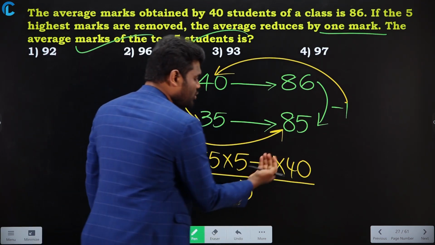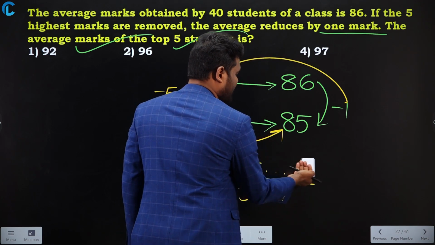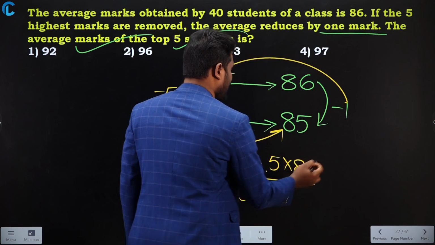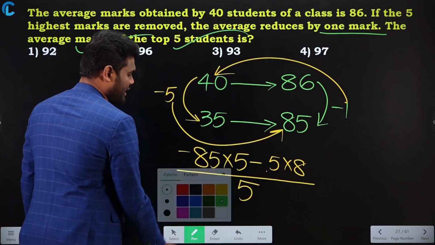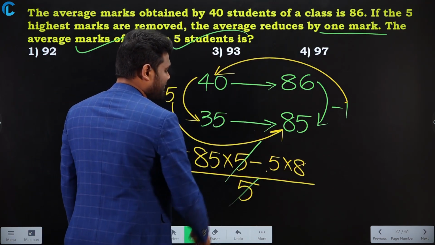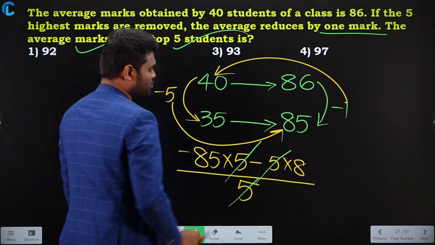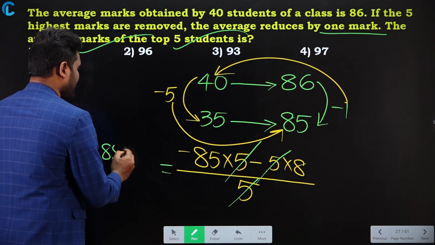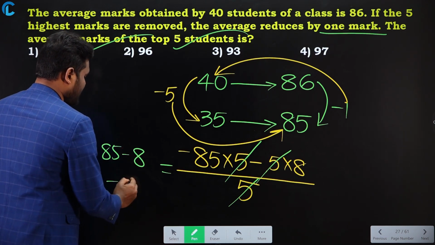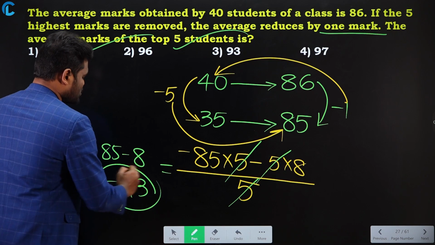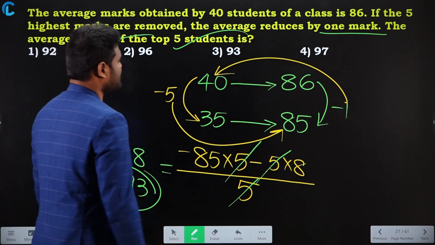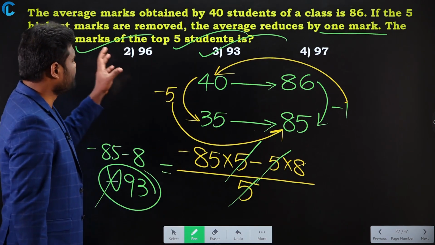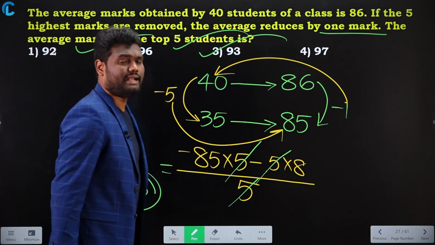Now, to make the calculation simple, I am writing 40 as 5 into 8. Now cancel here. 5 in 5 cancels one time. Now it is going to be minus 85 minus 8. Now it is going to be minus 93. So neglect the negative value and you can say the answer is just 93, which means the average marks of the top 5 students is nothing but 93 marks.